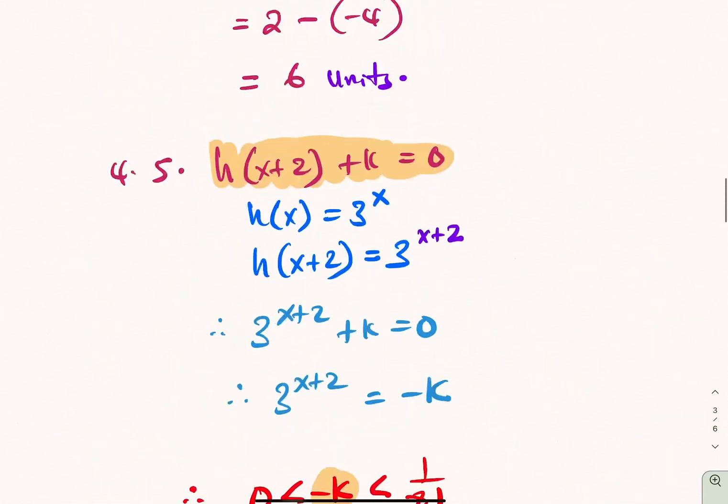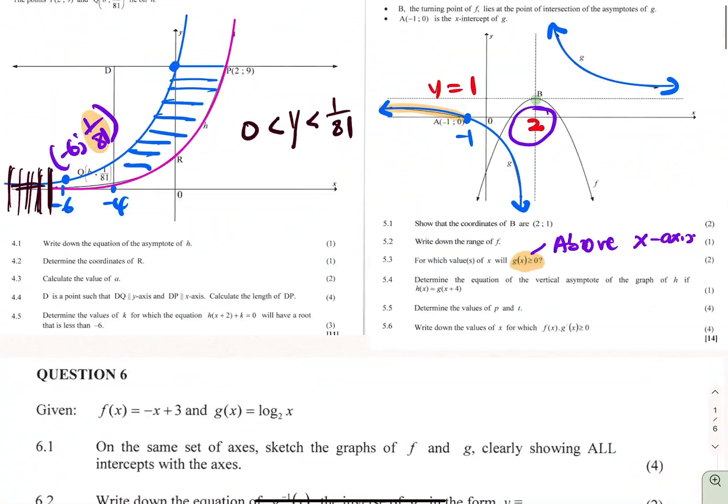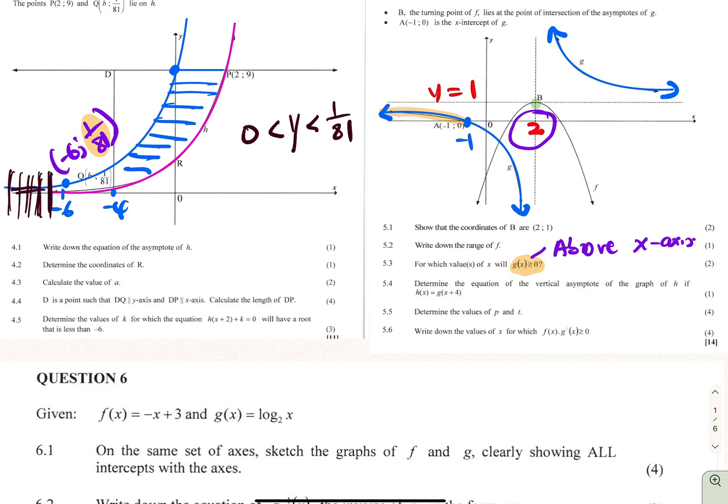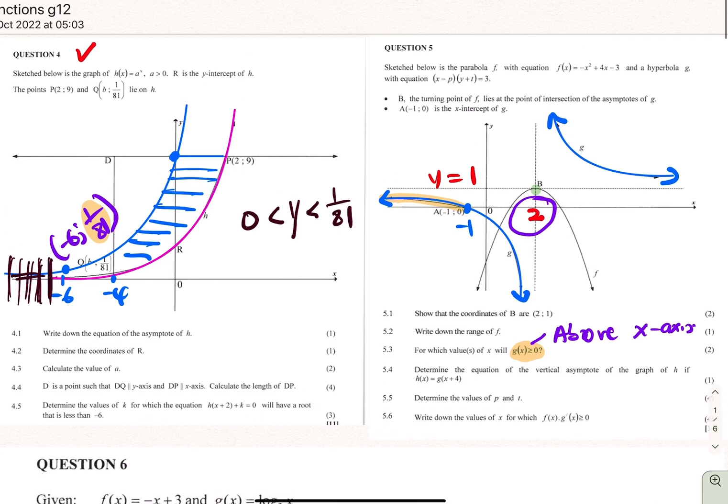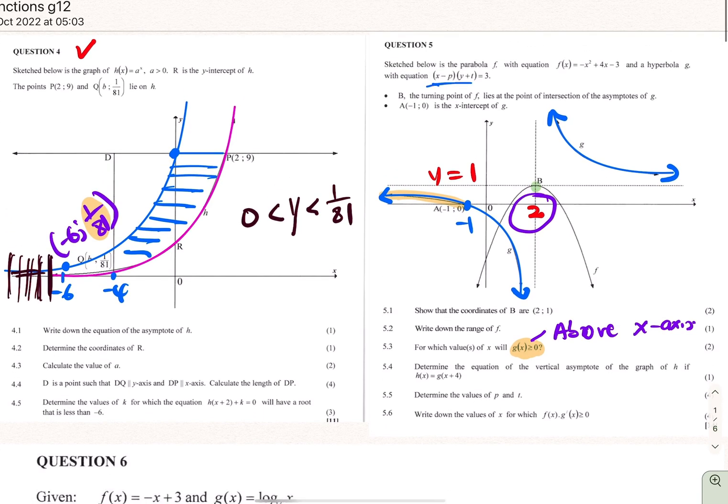Extremely easy. Let's check if we have 5.5. 5.5, what are they saying? Determine the values of P and T. The values of P and T. Here are your guys, P and T.